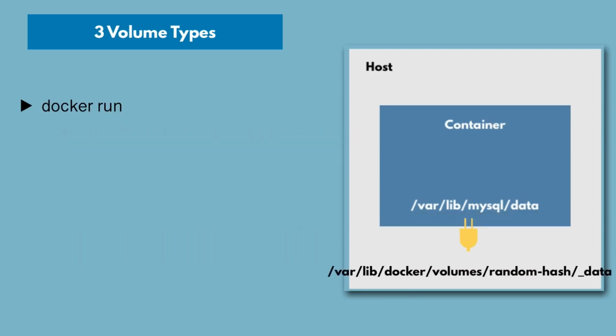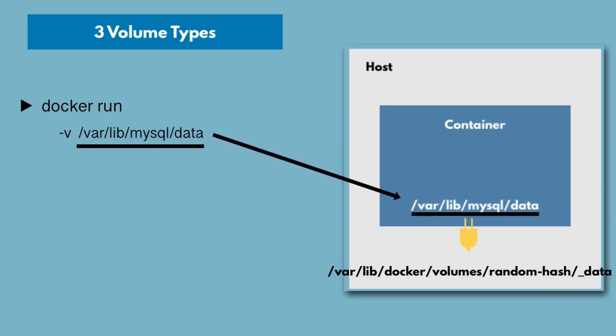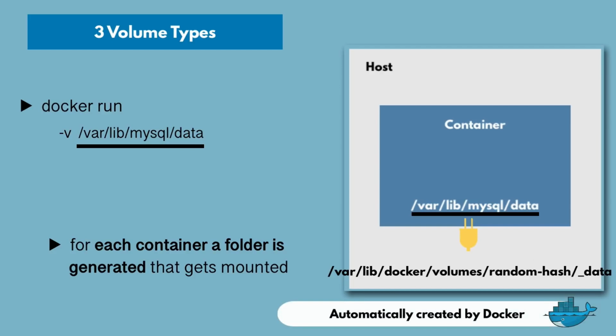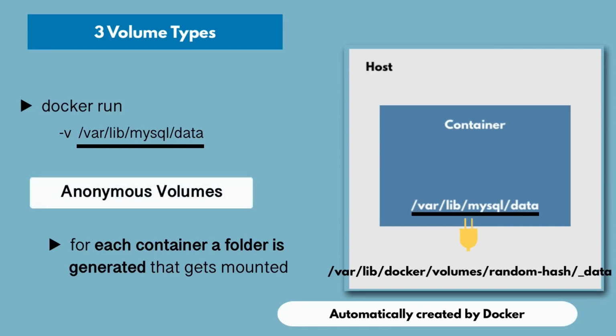The second type is where you create a volume just by referencing the container directory. So you don't specify which directory on the host should be mounted, but that's taken care of by Docker itself. That directory is, first of all, automatically created by Docker under /var/lib/docker/volumes. So for each container, there will be a folder generated that gets mounted automatically to the container. And this type of volume is called an anonymous volume because you don't have a reference to this automatically generated folder. Basically, you just have to know the path.